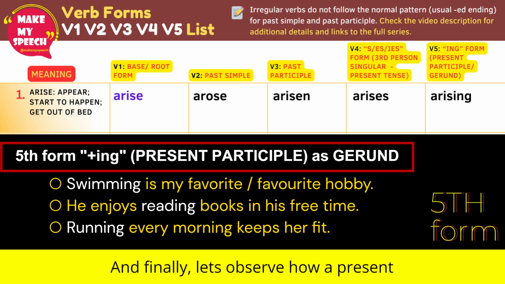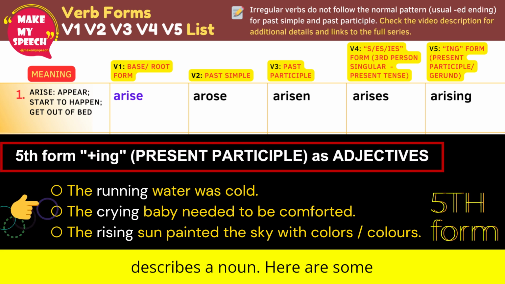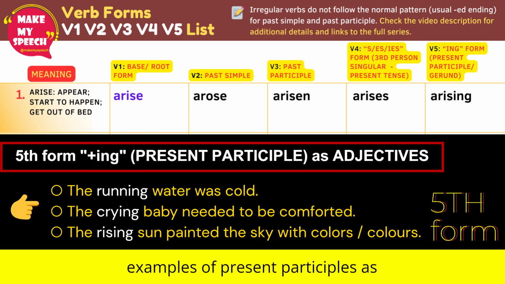And finally, let's observe how a present participle is used as an adjective to describe a noun. Here are some examples of present participles as adjectives. The running water was cold. The crying baby needed to be comforted. The rising sun painted the sky with colors. In these examples, the present participle adjectives describe the nouns water, baby and sun.